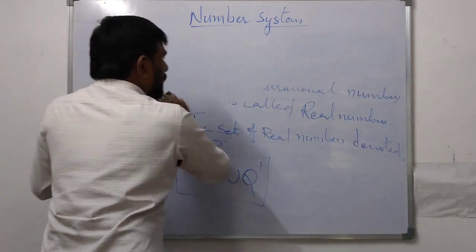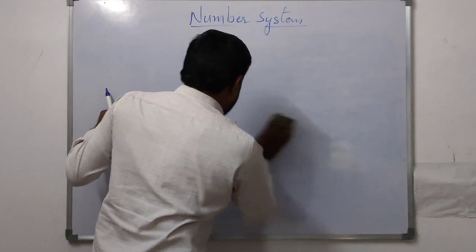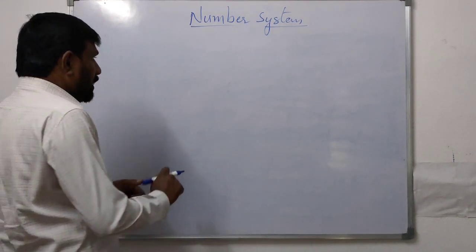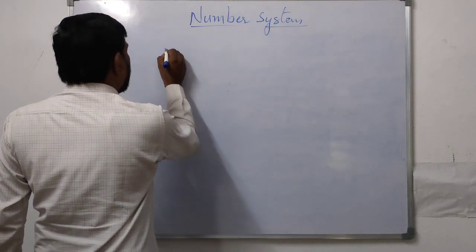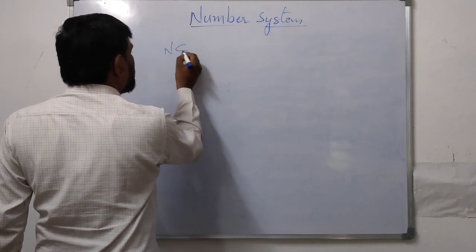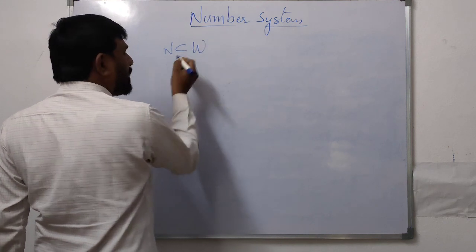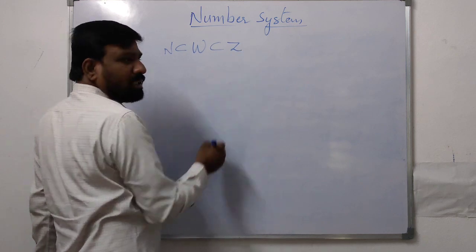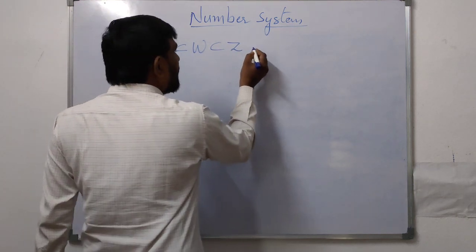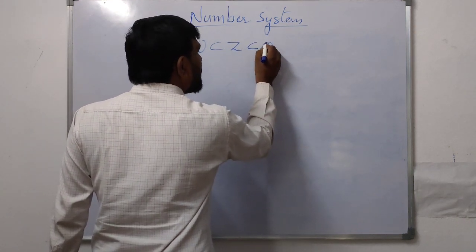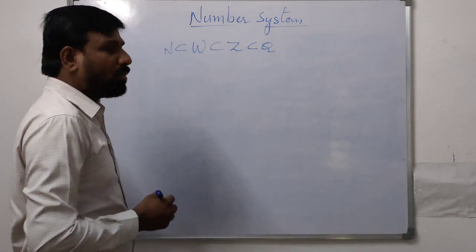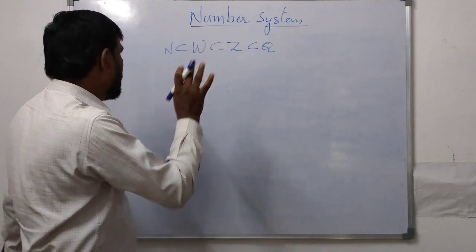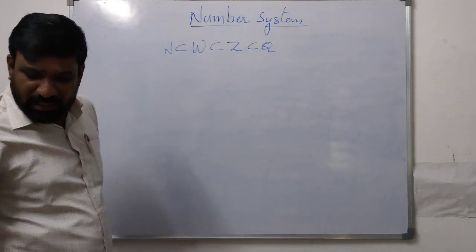We have observed that, as already seen, all natural numbers are a subset of W. All natural numbers are whole numbers. All whole numbers are integers, isn't it? All integers are rational numbers. But all rational numbers are not irrational numbers. That is different. So if you write this in a Venn diagram, if you represent it like this.